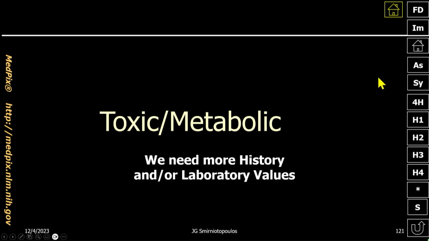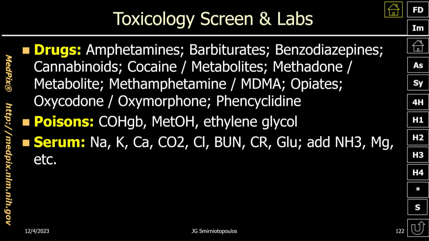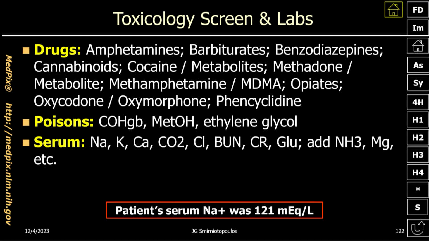So we need to have either a good history or we need to have some lab value. So you could have all kinds of problems with drugs. You could have metabolic poisons, carbon monoxide, methanol, ethylene glycol, antifreeze, and you can have all kinds of electrolyte abnormalities. These are the things that you have to look for when the patient is down. And the tox screen and the standard metabolic panel are pretty similar, but not exactly the same in different situations.